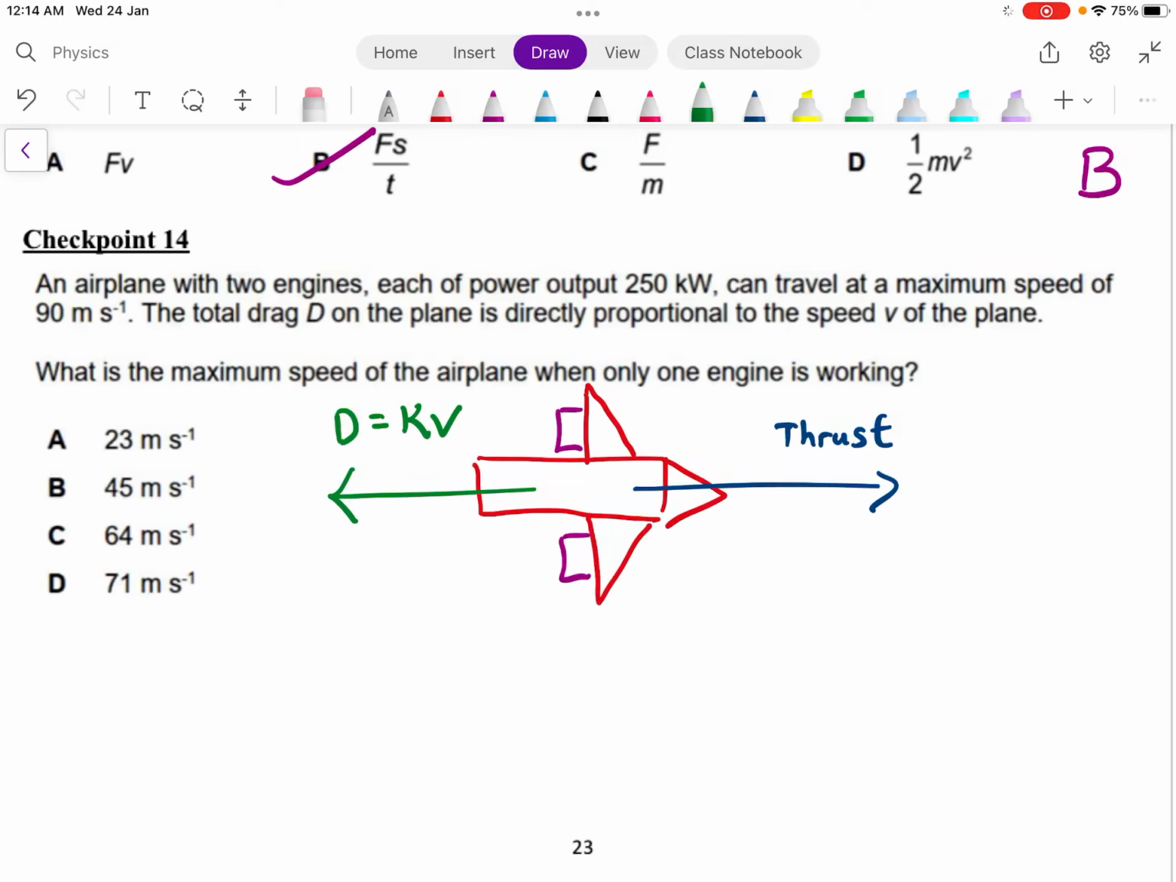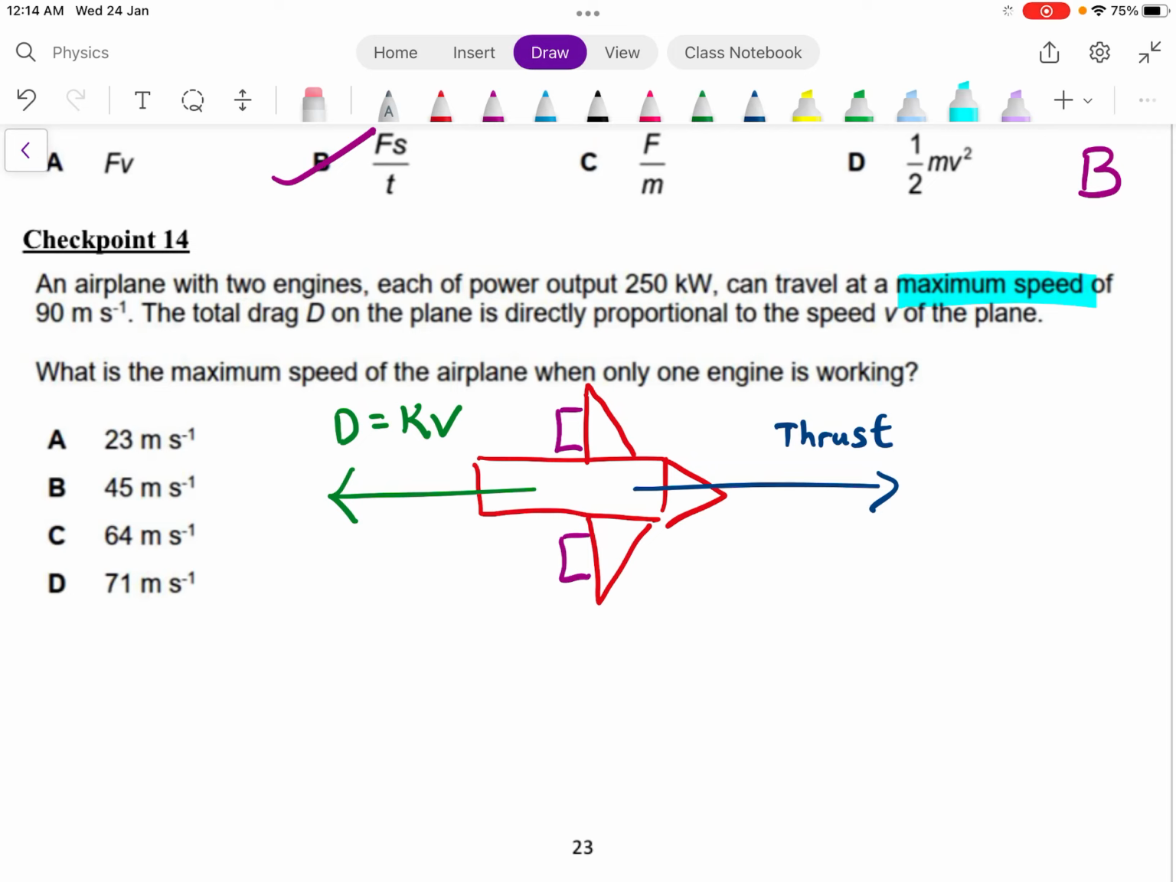Okay, let's go through checkpoint 14, which is an A-level question, but I forget which year already. You have this airplane with two engines, each of power output 250 kilowatt, meaning a total power output of 500 kilowatt is being produced, and it can travel at a maximum speed of about 90 meter per second. So we are given a speed also.